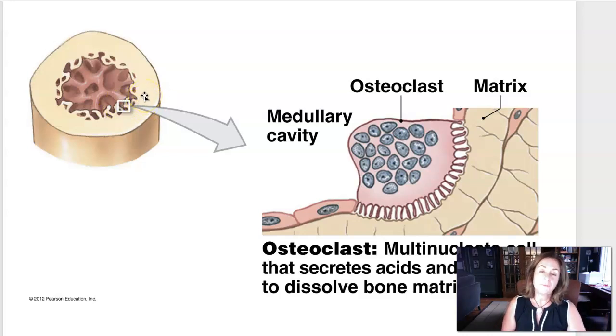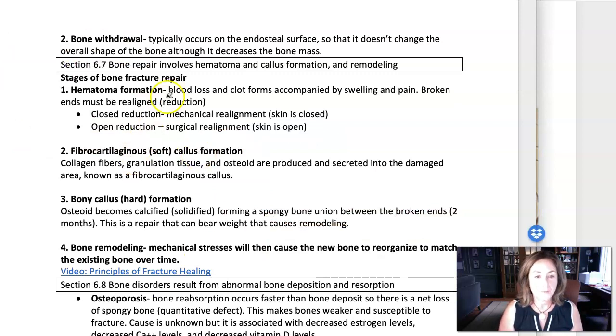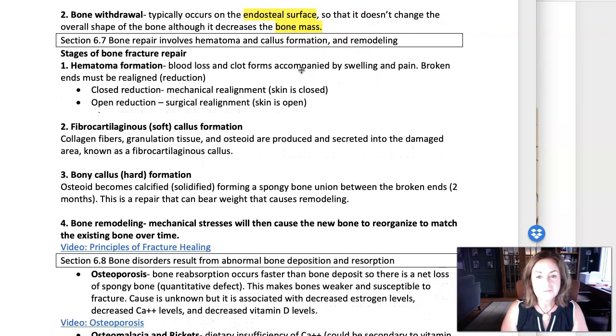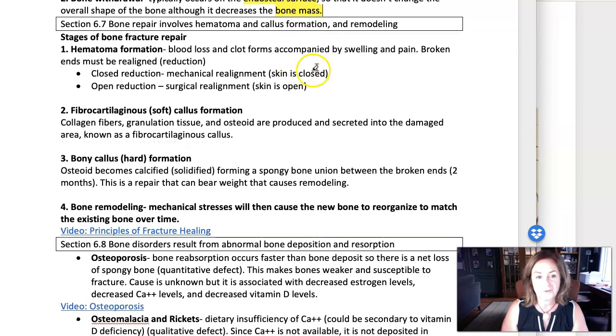In normal life, we're doing both of these things. People think of bone as a statue, but it's not that at all. It's a living tissue in a constant state of flux, where we're building it up and breaking it down, something called remodeling. That's the bone withdrawal on the endosteal surface, on the inside of the bone. It doesn't change the shape, but hopefully that's not a chronic problem, because it will start to decrease the mass if you don't have that counter buildup. So that's a little discussion about where we would expect those changes to occur.